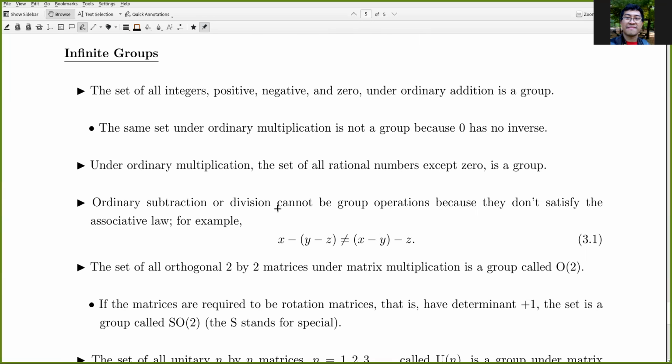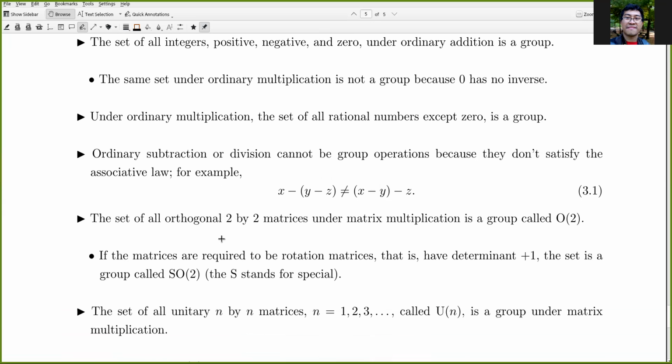Subtraction or division cannot be group operations because they don't satisfy the associativity law. For example, x minus (y minus z) does not equal (x minus y) minus z, because the minus here should already become positive, and that would not be a subtraction operation anymore. Same with division. For division, it doesn't follow associativity.